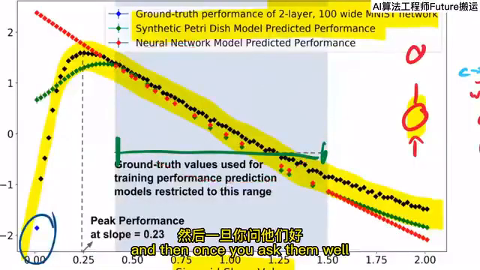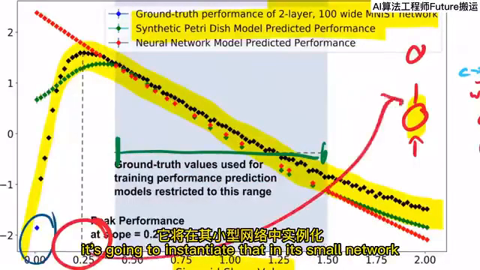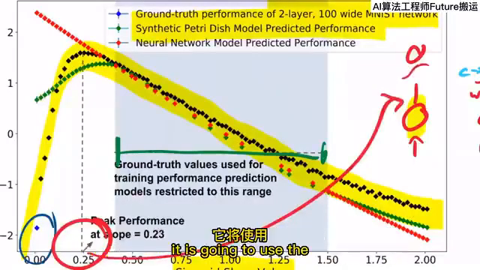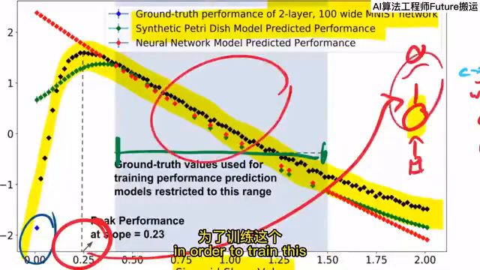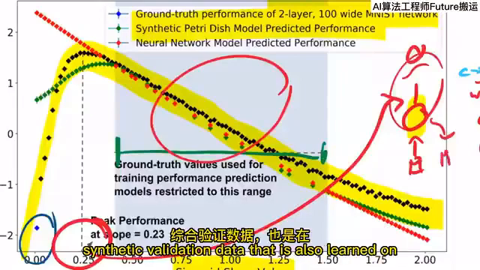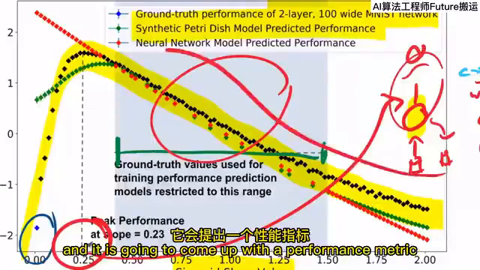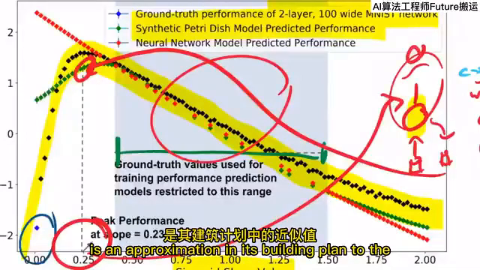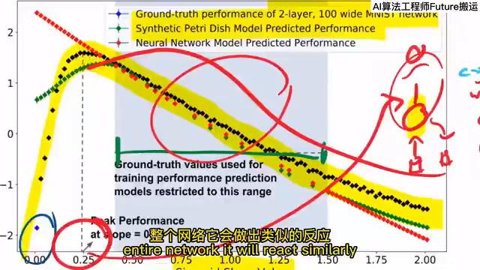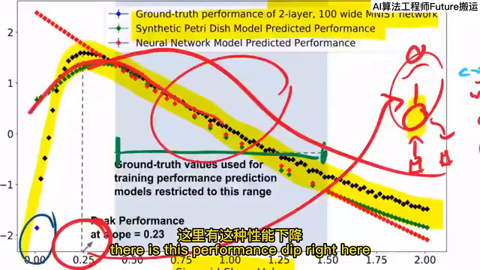And then once you ask them, well, if my C is right here, what's the performance going to be? It's going to instantiate that in its small network. It is going to use the training data that it has learned from this region right here in order to train this, and then it's going to evaluate this on the synthetic validation data that is also learned on the training data, and it is going to come up with a performance metric. It says, okay, this is how good it's going to be. And since it is an approximation in its building plan to the entire network, it will react similarly. So it will get that there is this performance dip right here.